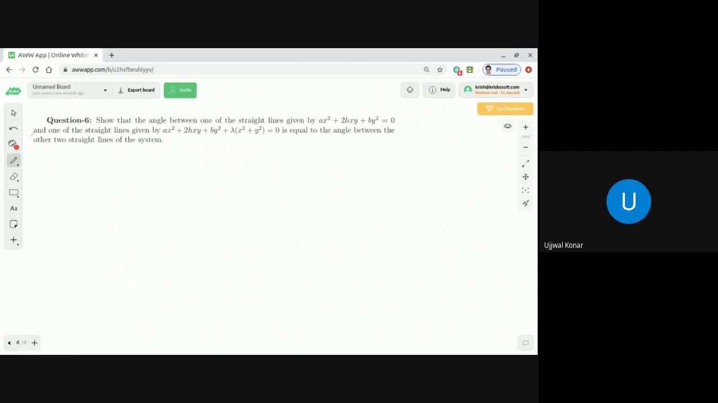So if you find the equation of the bisector of this pair of straight lines, ax square plus 2hxy plus by square equal to 0, what are we going to get? We know this thing: x square minus y square by a minus b is equal to xy by h.